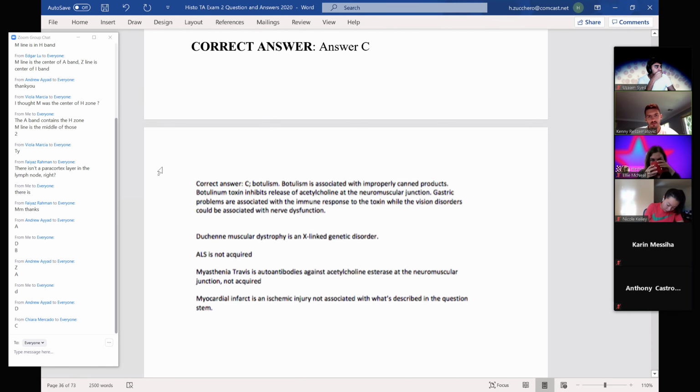Botulism is associated with improperly canned products, and it blocks the release of acetylcholine at the neuromuscular junction. Myasthenia gravis, I don't know if Dr. Wade has gotten into it with you yet, but the etiology of that disease is autoimmune antibodies to the acetylcholine receptor at the neuromuscular junction. ALS is not required, right? It's genetic. So is Duchenne muscular dystrophy, and heart attack has nothing to do with this question stem.